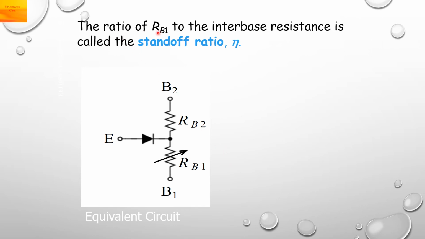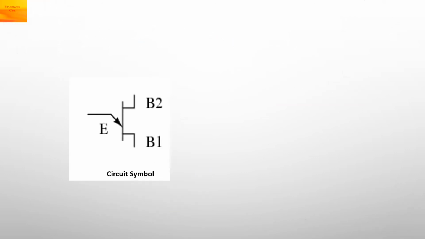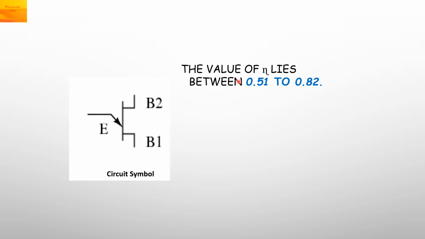The ratio of RB1 to the interbase resistance RBBO is called the intrinsic standoff ratio, which we denote as eta. So eta is RB1 upon RB1 plus RB2. This is substituted as RBBO. The value of eta lies between 0.51 and 0.82.